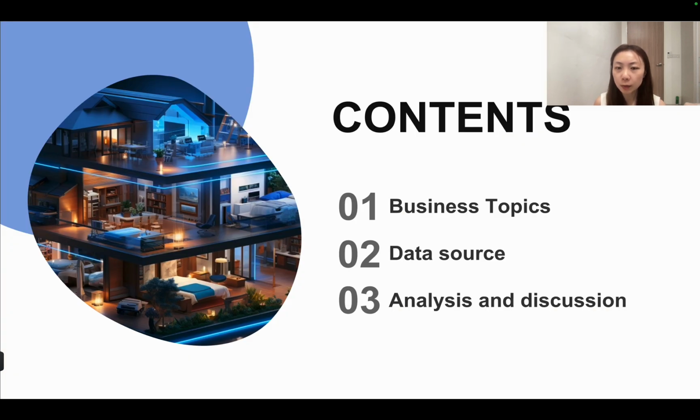Contents. First one, business topics. Second, data source. Third, analysis and discussion.